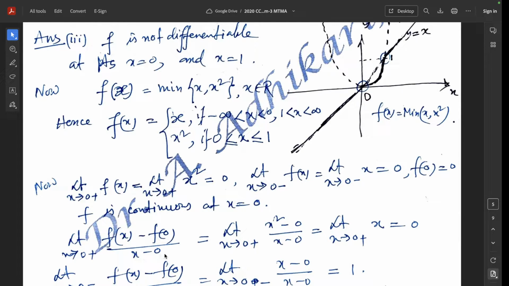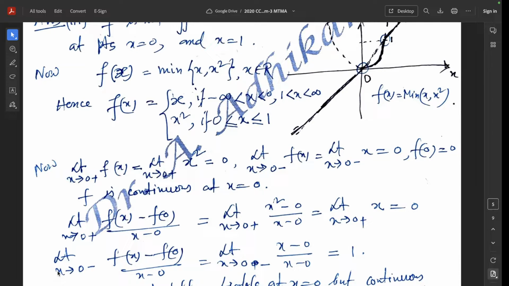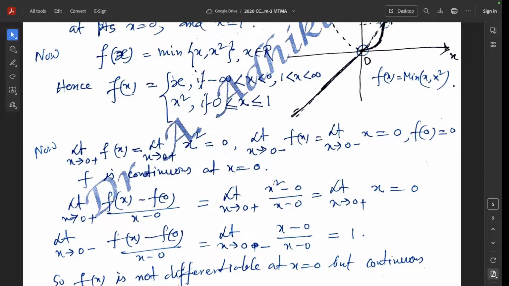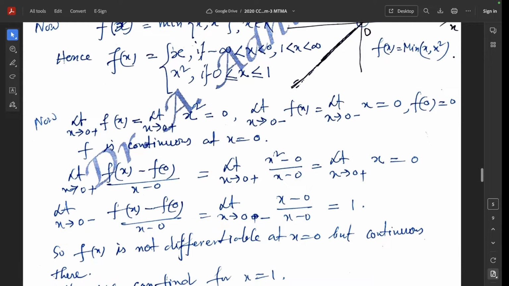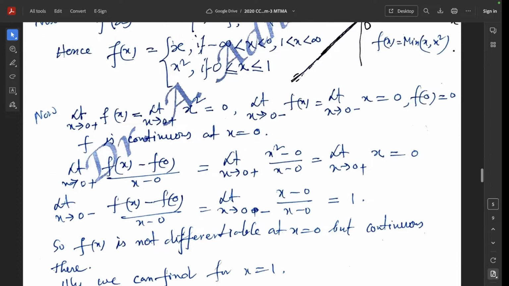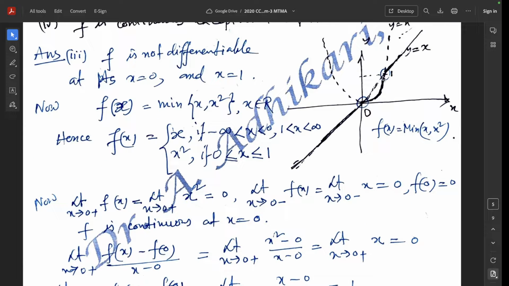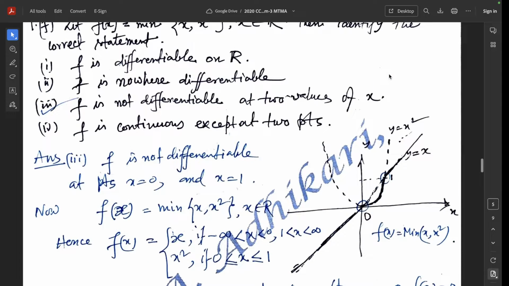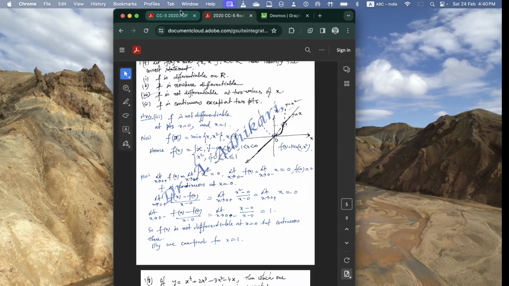because limit x tends to 0 plus of (f(x) minus f(0)) by (x minus 0) is equal to 0, since f(x) equals x square here, and for the left hand limit, x tends to 0 minus, f(x) equals x, so this is equal to 1. So f(x) is not differentiable at x equal to 0 but continuous there, and similarly we can find the same result for x equal to 1. For x equal to 1, f(x) is continuous but not differentiable at that point. So f is not differentiable at two values, x equal to 0 and x equal to 1.